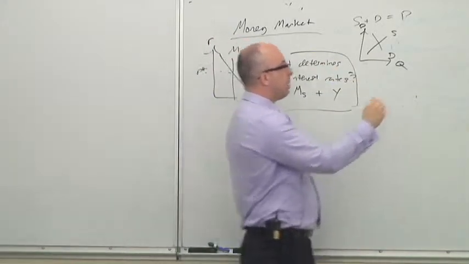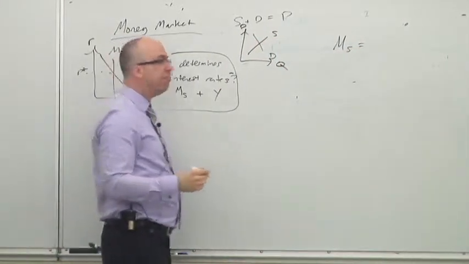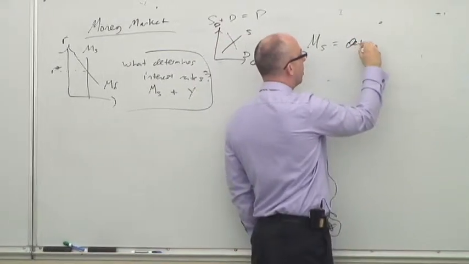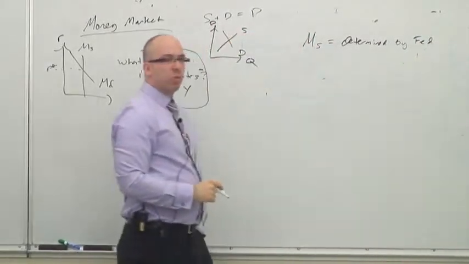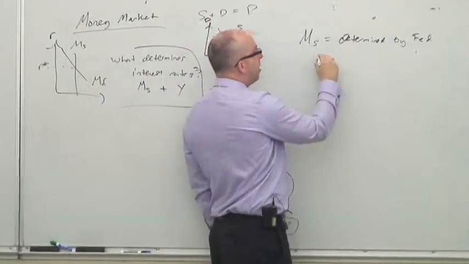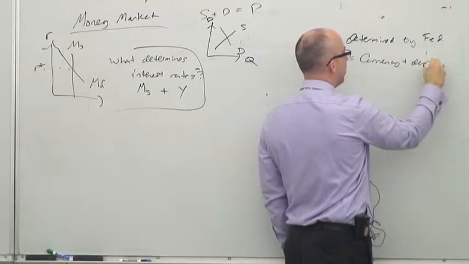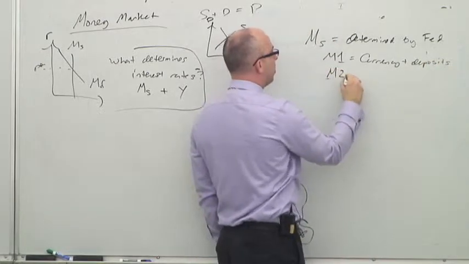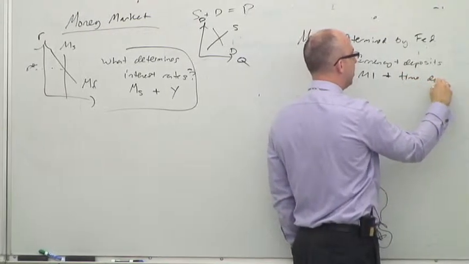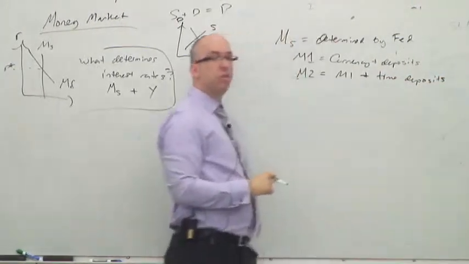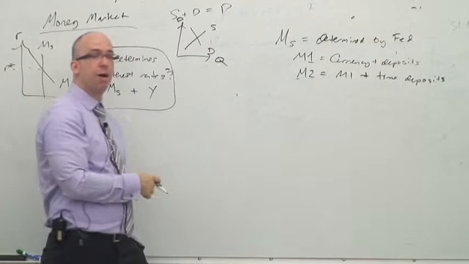So first of all, money supply is determined by the central bank or the Fed. A lot of times when we talk about the supply of money, we have two definitions. M1, which is currency plus deposits. M2, which is M1 plus what are called time deposits. So if you ever have a 2-year CD or a 2-year certificate of deposit, your money is locked away and cannot be cashed in without penalty for 2 years.